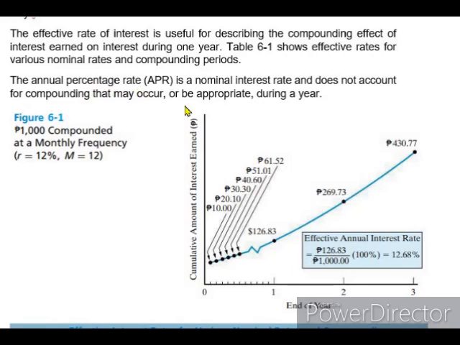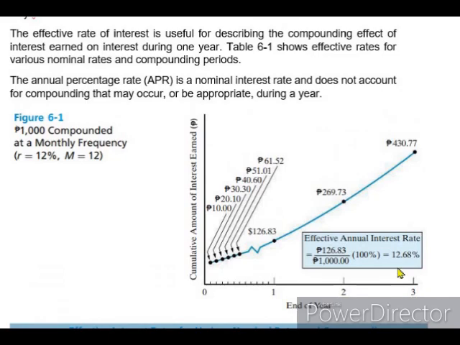Annual percentage rate. Okay? So, ayan, Figure 6-1: 1,000 pesos compounded at monthly frequency, kung yung nominal rate mo ay 12%, tapos yung M mo naman ay 12. Okay? So, yun yung graph niya.